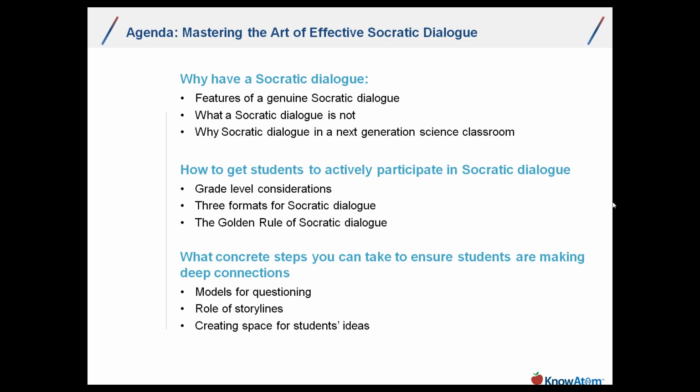Okay. So, a quick overview for you here. I'd like to break this presentation down into 3 areas. One is why even have a Socratic dialogue? 2 is how to get students actively participating in that Socratic dialogue. And 3, what are the concrete steps that you can take to really ensure that students are making deep connections in something like a Socratic dialogue? So I'll try to make this as practical and concrete as we go. But again, if you have any questions, feel free to ask.